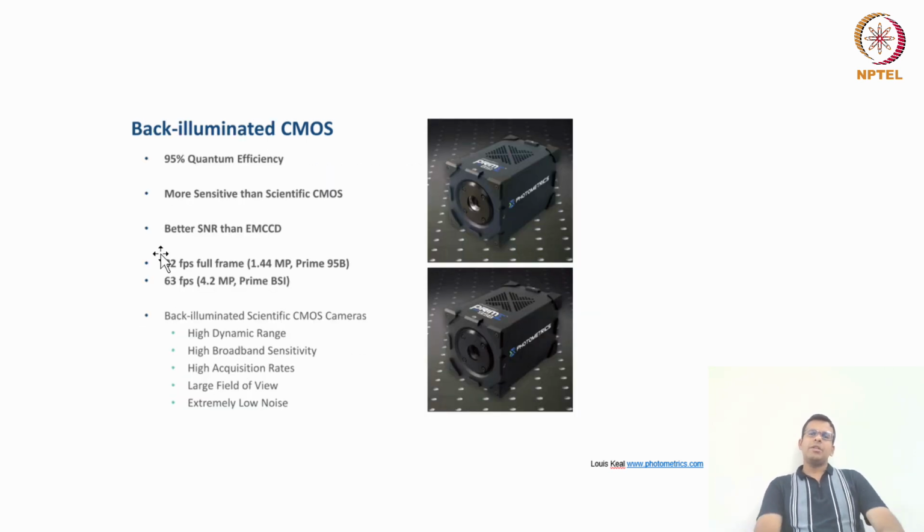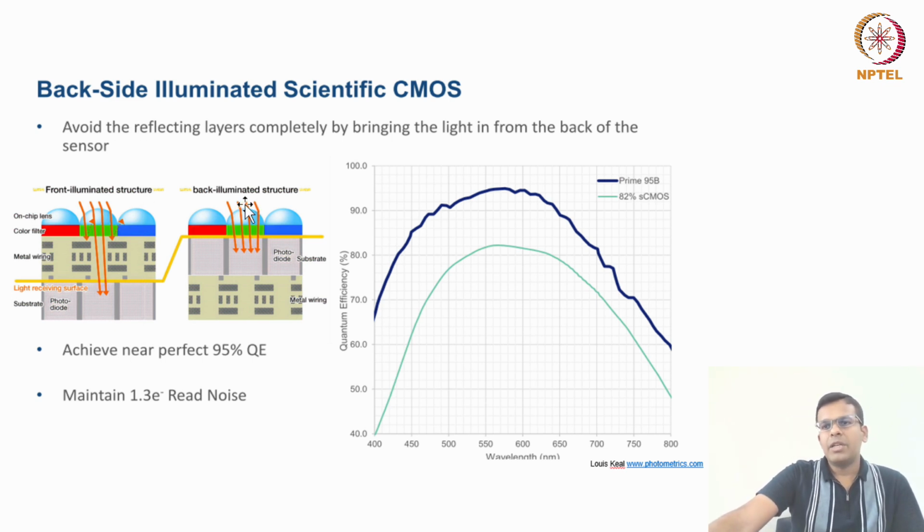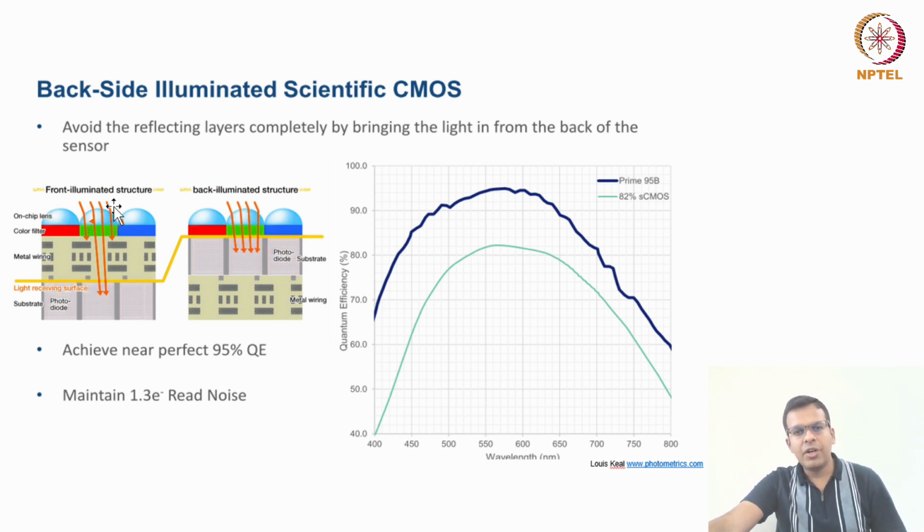Now, coming to another terminology which is sometimes used, back illuminated CMOS. Okay, so what is back illuminated and what is front illuminated? So let me show you this diagram first. So cameras are available in two configurations: either they are front illuminated or back illuminated.